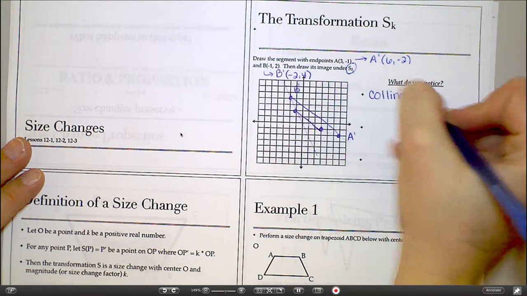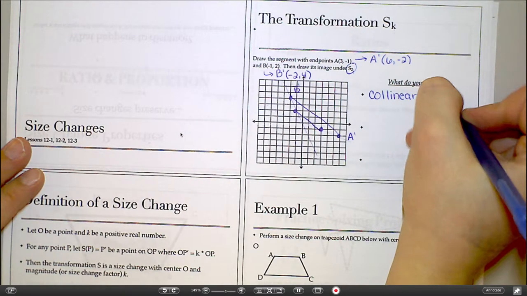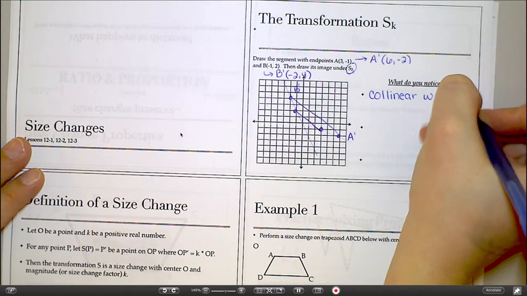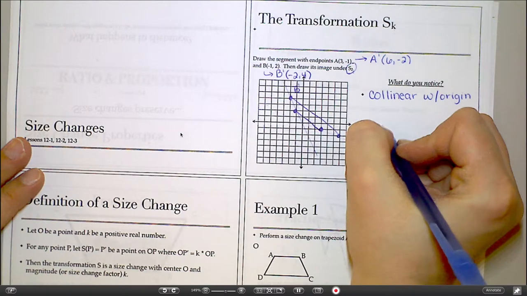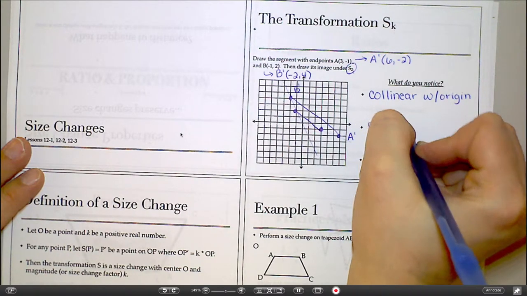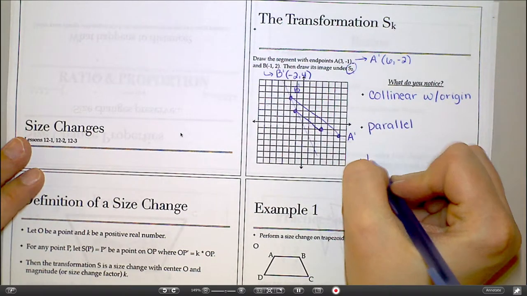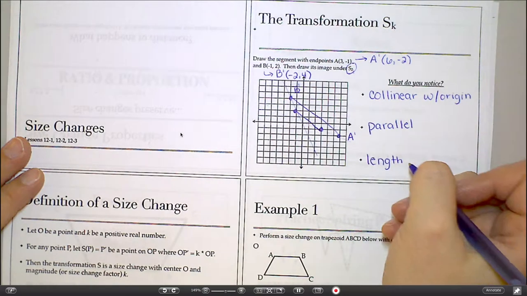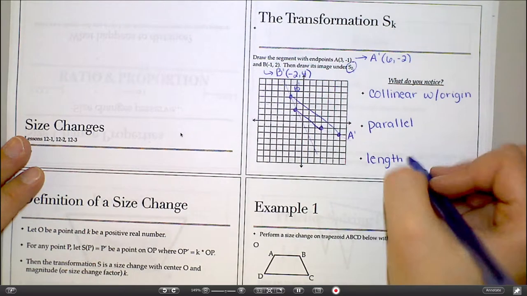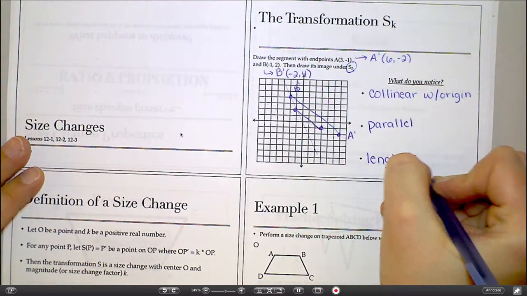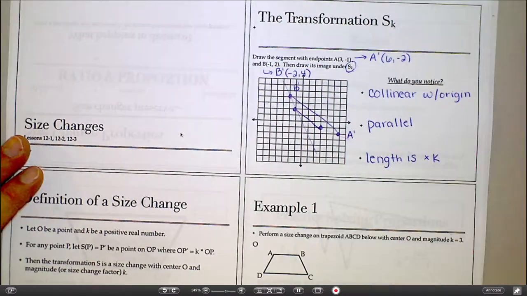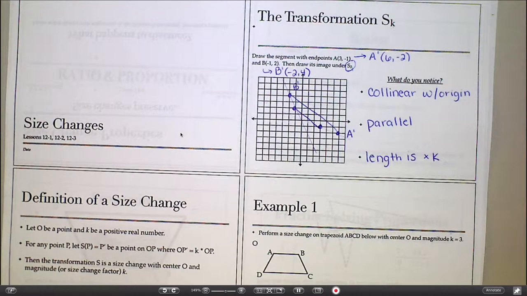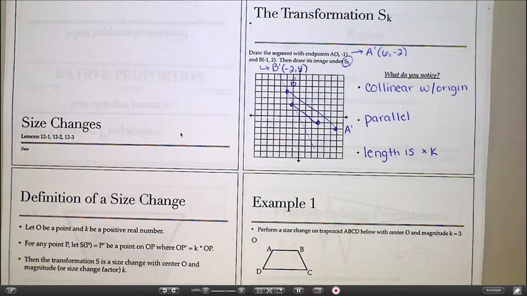What other observations did we make? Okay, so the new segment is parallel to the old segment. And that's always going to be true. And then the length was doubled, right? Why was the length doubled? Because k was 2. So if k was 5, it would be 5 times as big. So length is multiplied by k. It happened to be doubled here because k was 2.